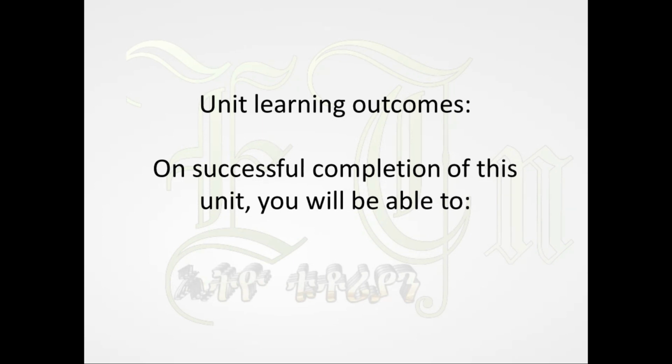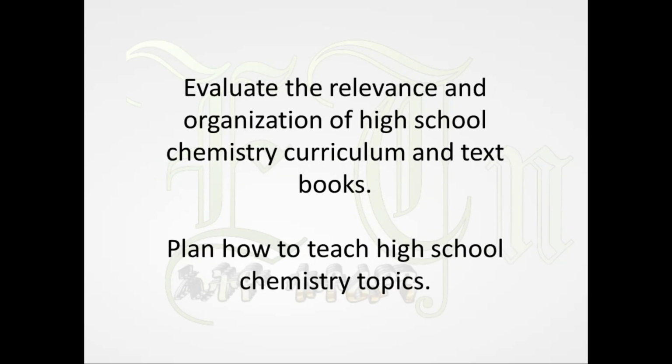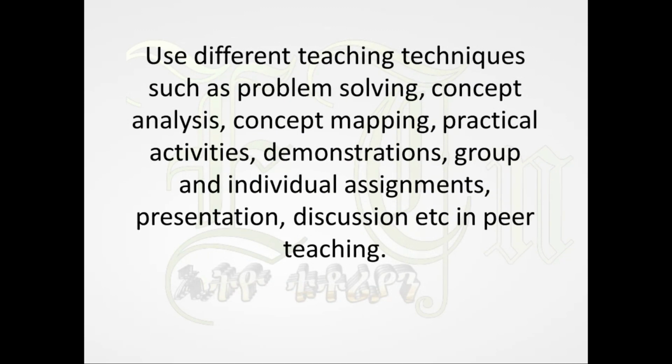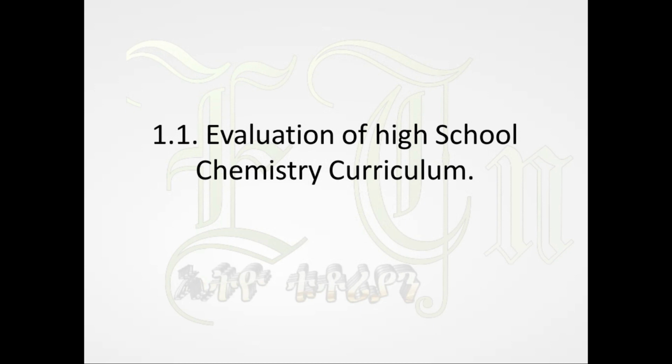Unit learning outcomes. On successful completion of this unit, you will be able to evaluate the relevance and organization of high school chemistry curriculum and textbooks, plan how to teach high school chemistry topics, and use different teaching techniques such as problem solving, concept analysis, concept mapping, practical activities, demonstrations, group and individual assignments, presentation, discussion, etc. in peer teaching.